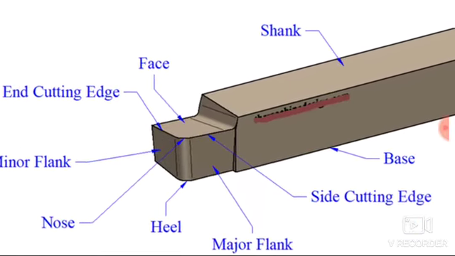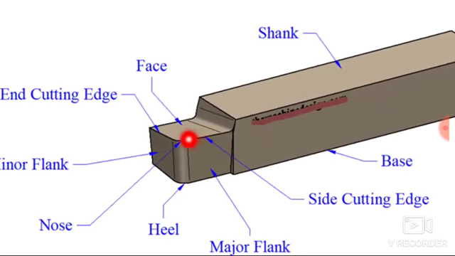Now the single point cutting tool has two cutting edges, that is the side cutting edge and the end cutting edge. And the point at which these two cutting edges intersect is known as the nose of the cutting tool. So this is nothing but the nose of the cutting tool, where the side cutting edge and end cutting edge are intersecting together.